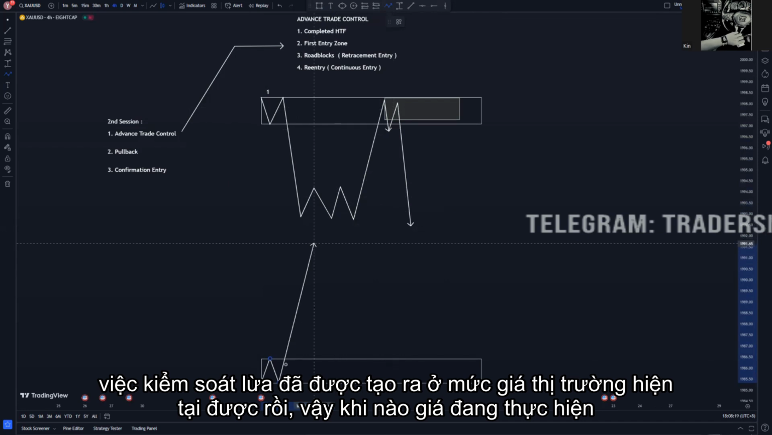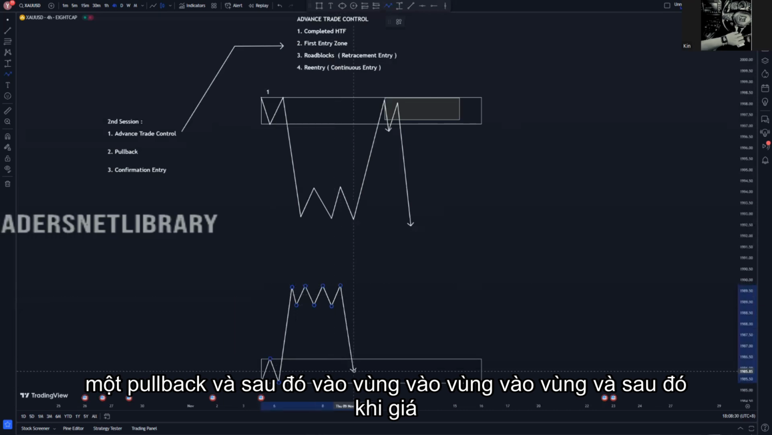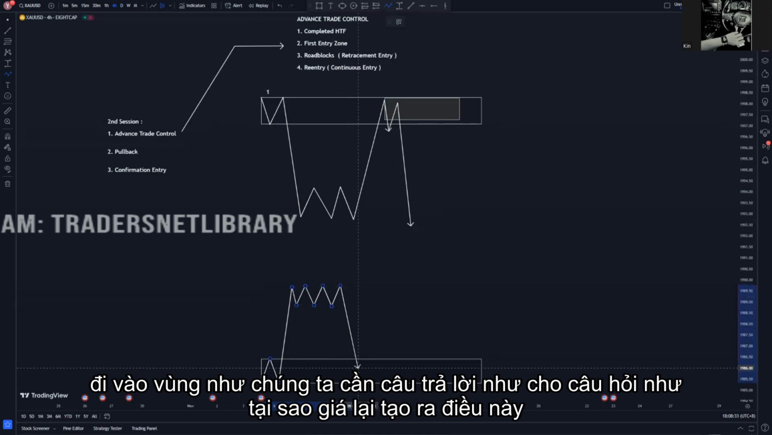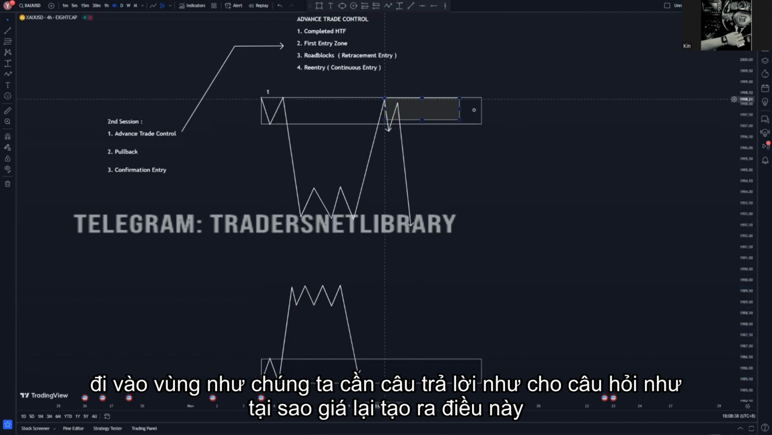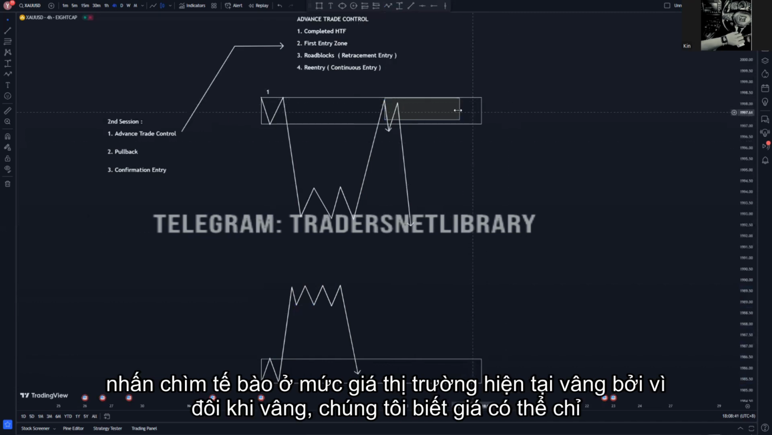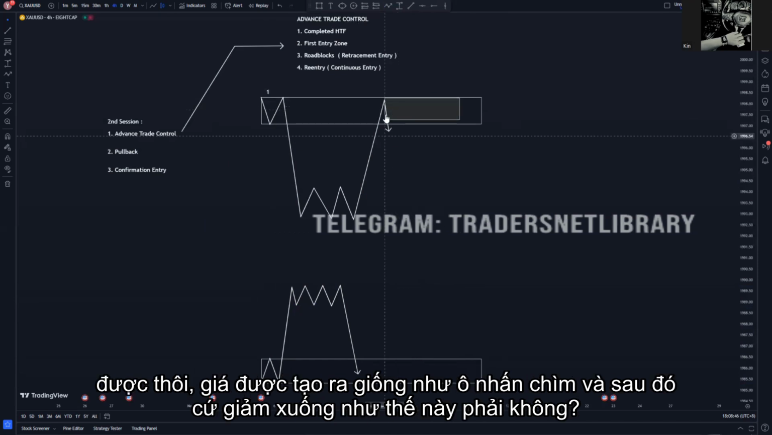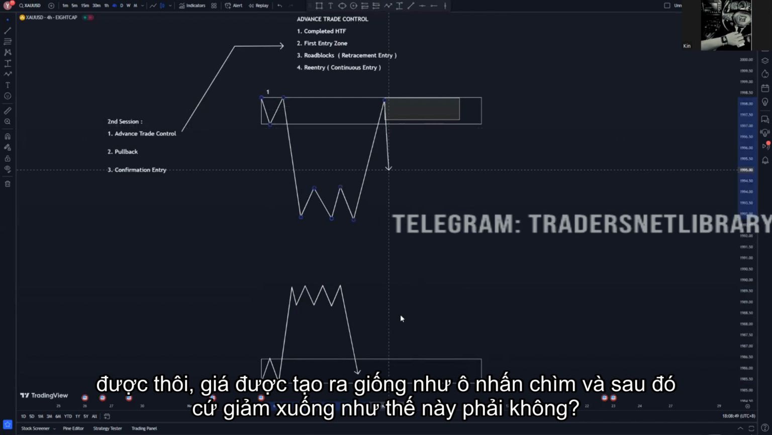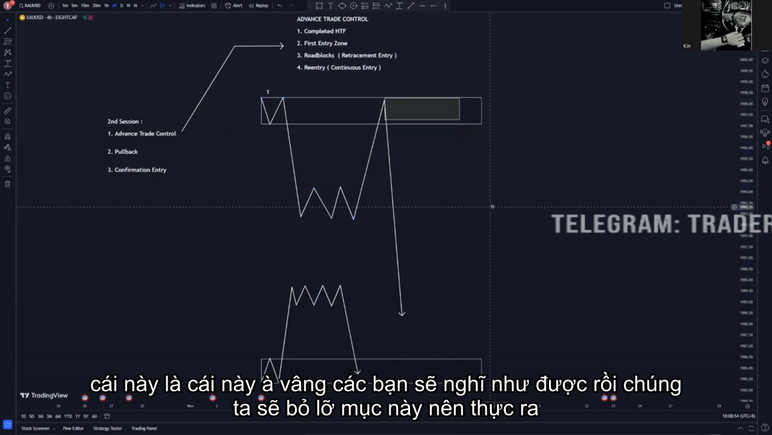So when the price is making a pullback and gets into the zone, we need the answer to the question: why did the price create this engulfing sell at the current market price? Because sometimes the price can create the engulfing sell and then just go down like this. You guys will think, okay, we will miss the entry.